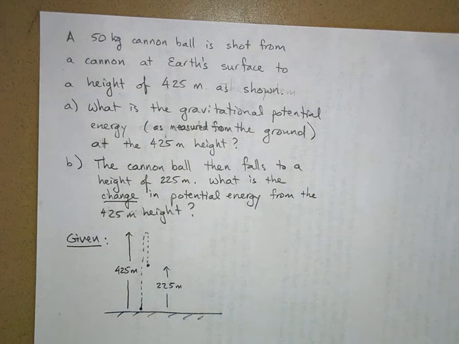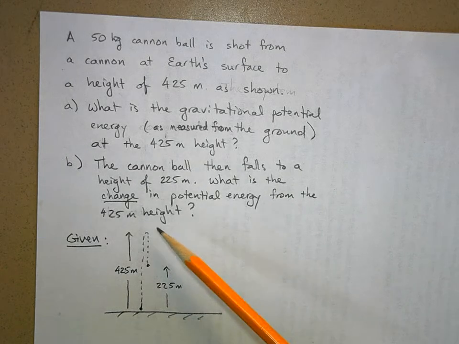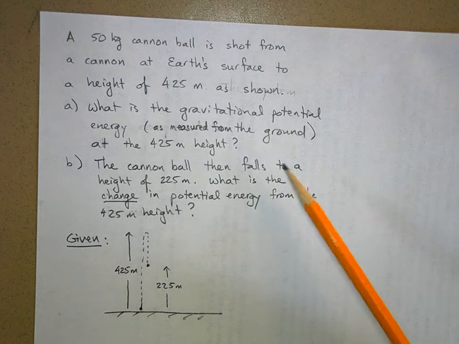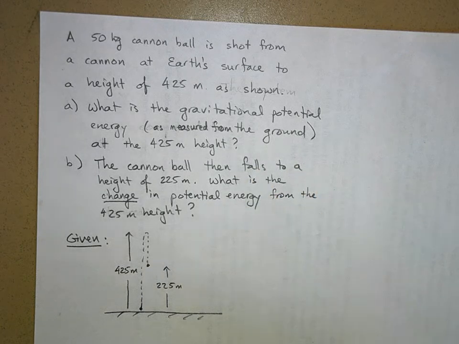Okay, here's the problem. A 50 kilogram cannonball is shot from a cannon at Earth's surface to a height of 425 meters high, as shown in the picture. What is the gravitational potential energy as measured from the ground at the 425 meter height? So you always have to say where you're measuring the height from, and usually it's just the ground, but it could be like a tabletop or something depending on the problem.